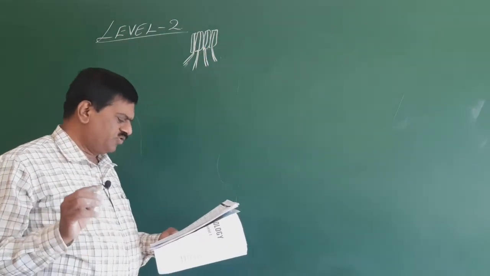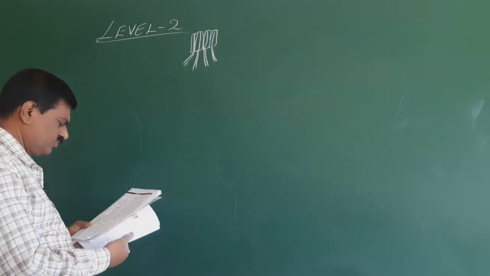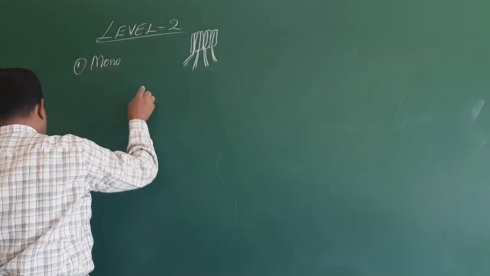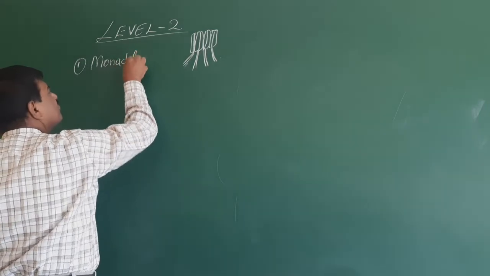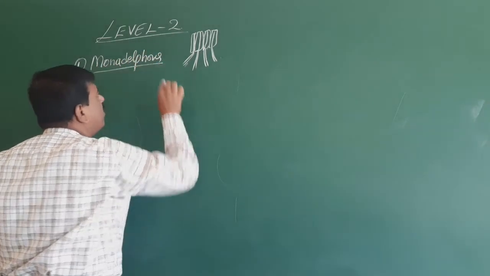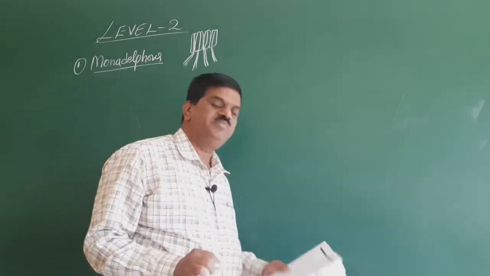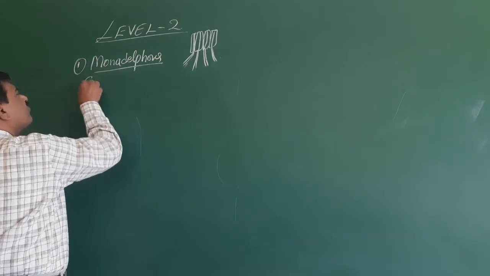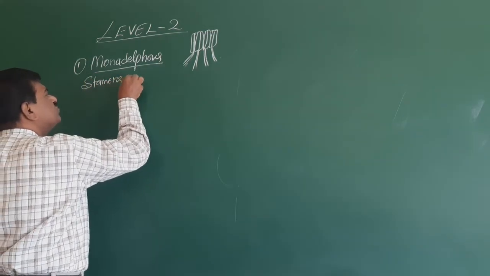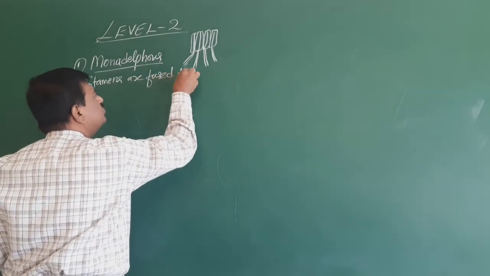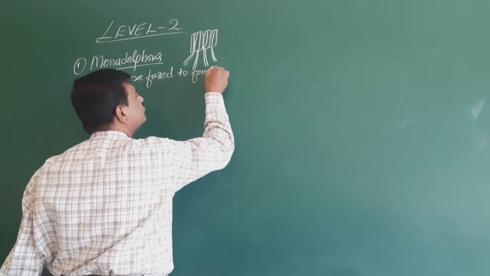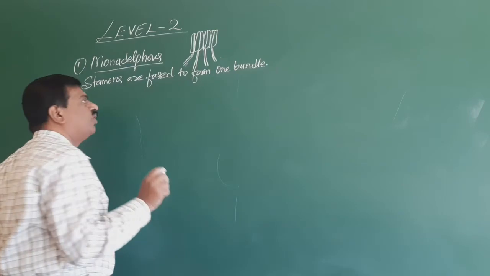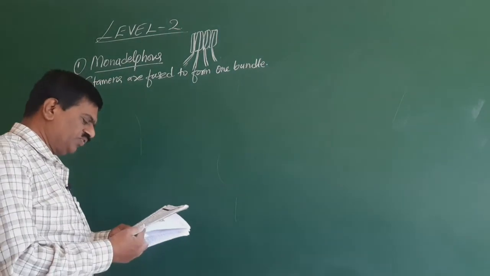So the first one is Monoadelphous. The meaning of Monoadelphous: all the stamens are fused to form one bundle. Hence it is called Monoadelphous. We go for the second one.